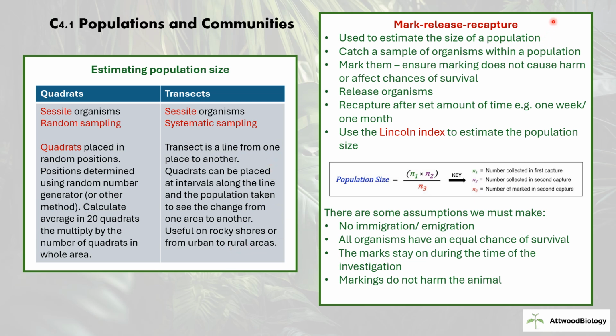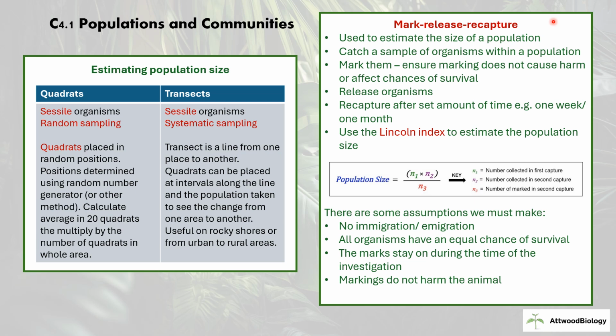We've also got the mark release recapture method. This estimates the size of a population in an area. The first thing that you have to do is you have to catch a certain number of the organisms within a population, of the individuals. So you might choose to catch 100.